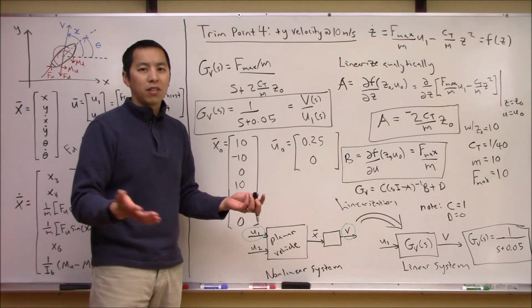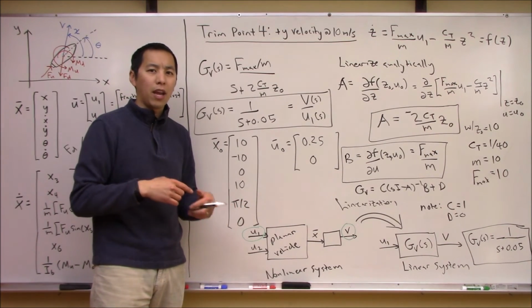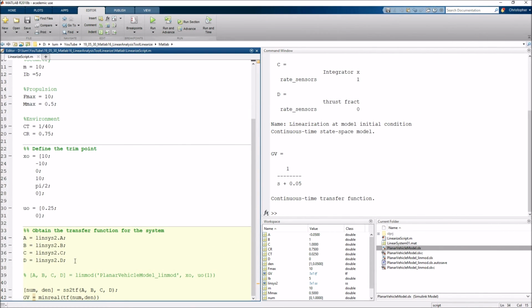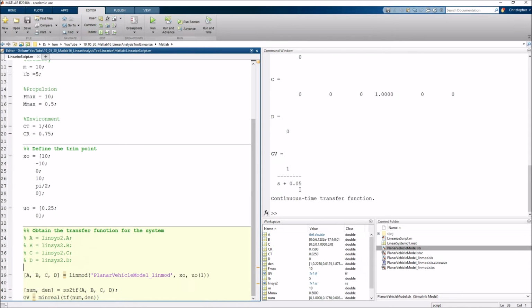So just to close out this discussion on this single input, single output system, let's go back to MATLAB and verify that linmod gives us the same result. Again, it's really simple. We just need to use linmod to get our A, B, C, D matrices instead of the linear analysis tool. So I'll just go ahead and uncomment this line. And we can just run this again because our planar vehicle model underscore linmod is already set up. So let's save the script and right click and evaluate this section. And again, here we go.